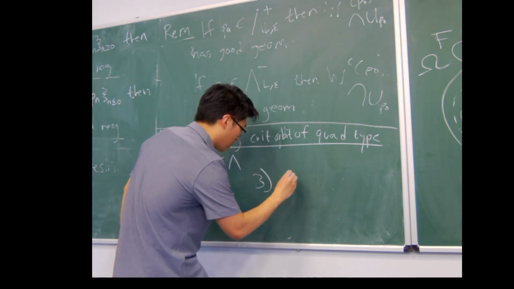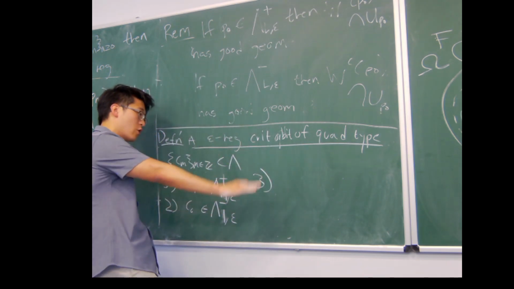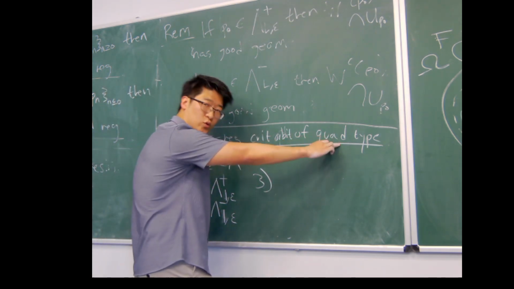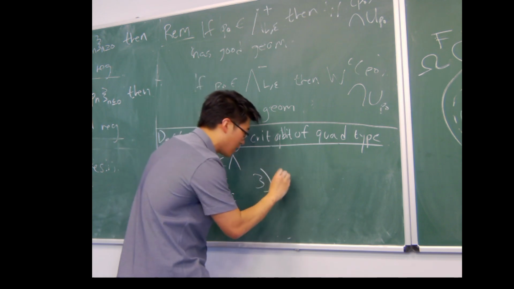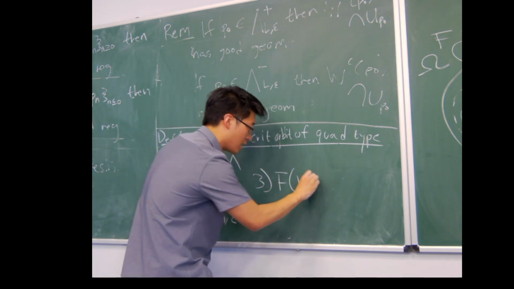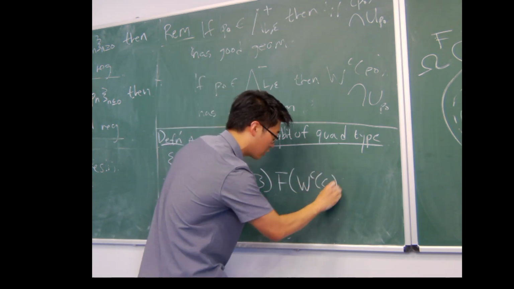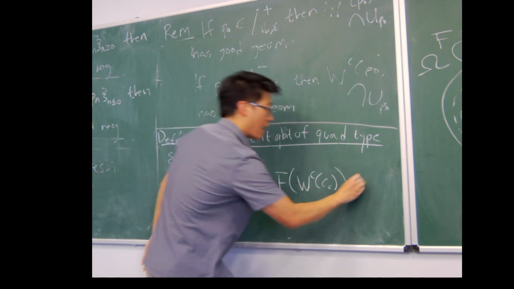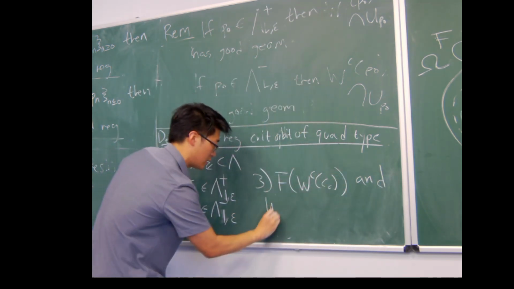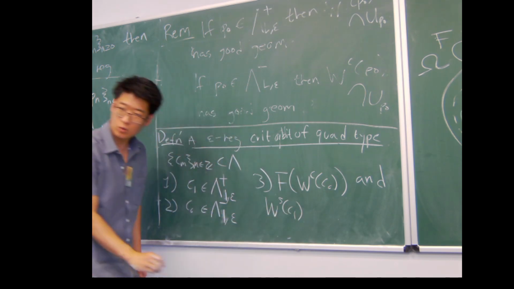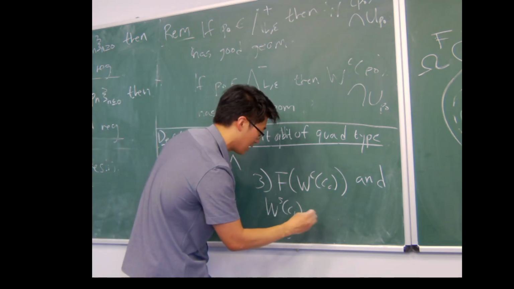So we will impose that for this orbit to be a critical orbit of quadratic type, we need that the image of the center manifold of the critical point and the stable manifold of the critical value have a quadratic tangency.